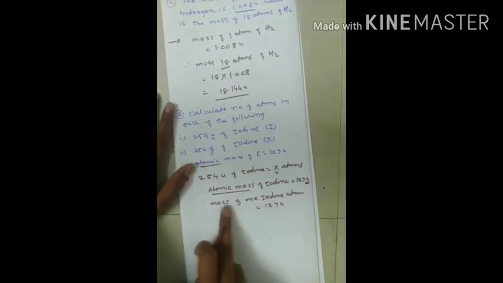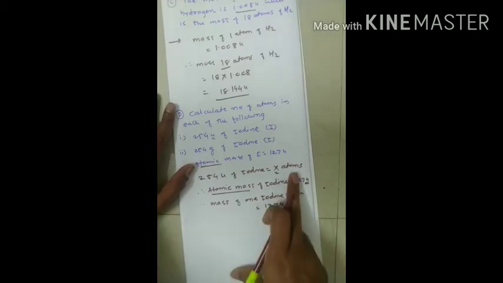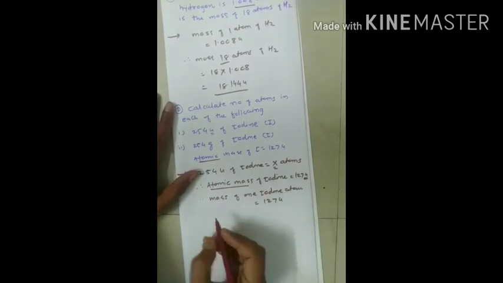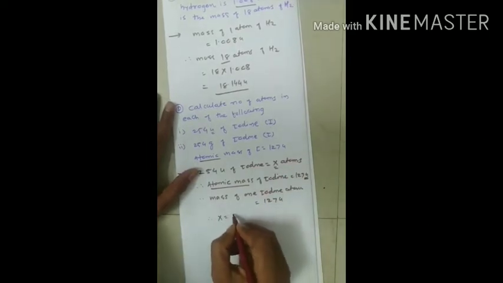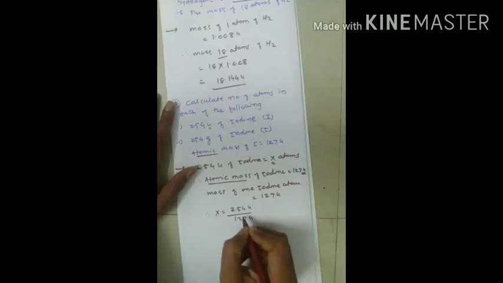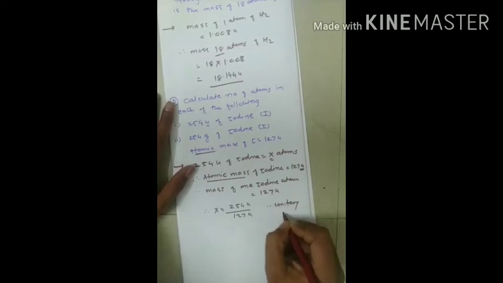Let us say if the mass of one iodine atom is 127 U, then the mass of X atoms will be, therefore, I can write, for X atoms it should be 254 U upon 127 U. Simple, I am using the unitary method over here. By the unitary method, you can mention the reason also, no issue.